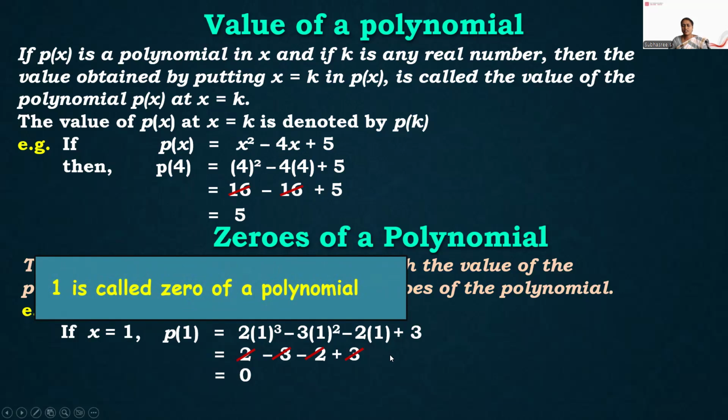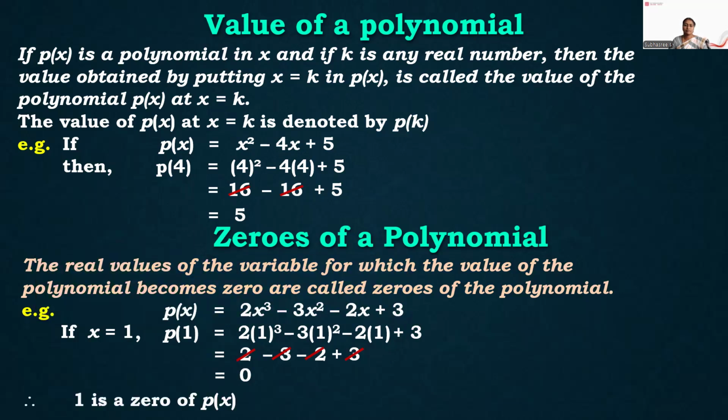Only a simple line, children. You have to remember which value you substitute in the place of the variable that makes the whole expression 0. That induced value is called a zero of the polynomial. Clear? This is what the last line says: 1 is the zero of p of x. Next, we will solve some problems.